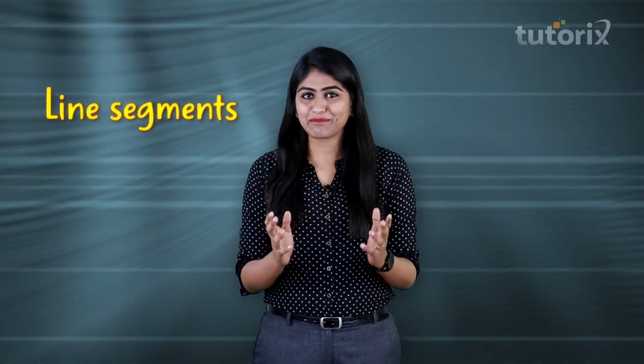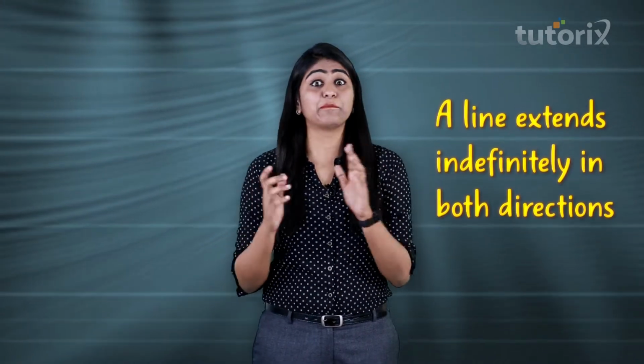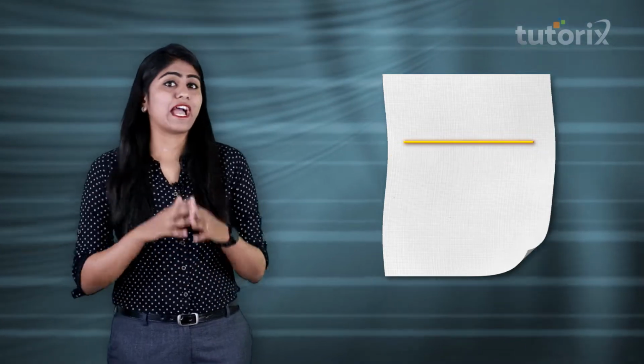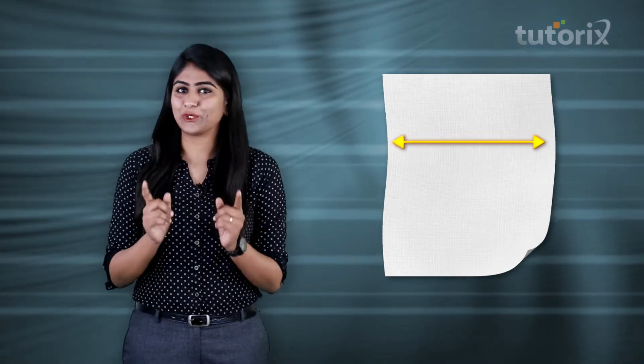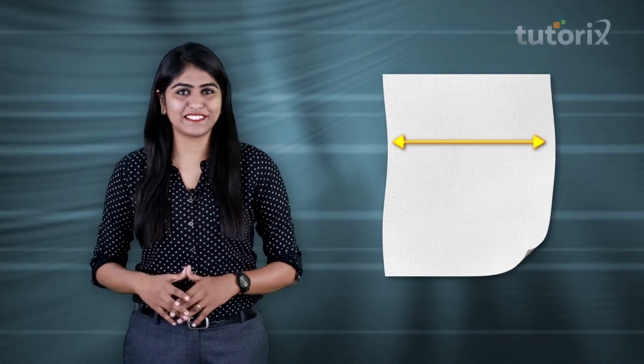I'm sure you are an expert in identifying line segments, lines and rays. A line extends indefinitely in both directions. We can draw a line like this or even like this. That means there isn't any fixed way in which a line can be drawn. Also, we cannot draw a complete line on a piece of paper. That is why we just draw a part of the line and draw arrows at the end to show its extension. Lines are generally denoted by lowercase letters.